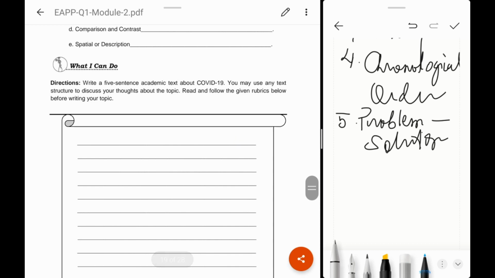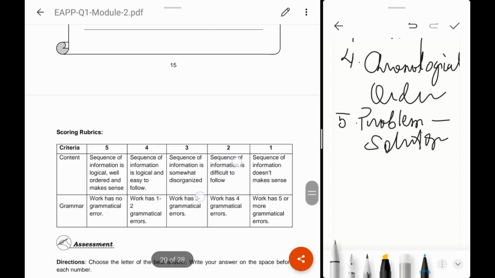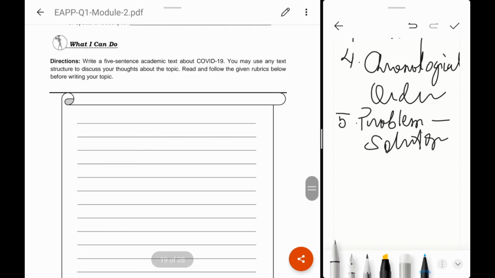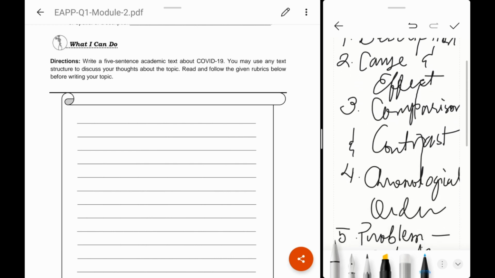And then, for application, write a 5-sentence academic text about COVID-19. You may use any text structure to discuss your thoughts about the topic. Read and follow the given rubrics below before you write. So, using these rubrics, gawa kayo ng isang paragraph na mayroong 5 sentences. Tapos, pili lang kayo ng isa sa mga text structure na to.